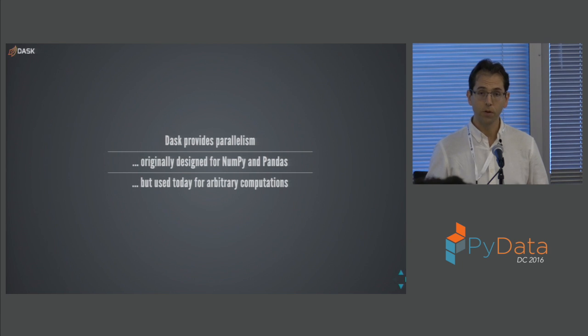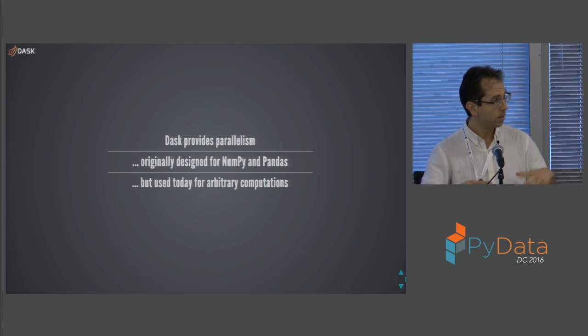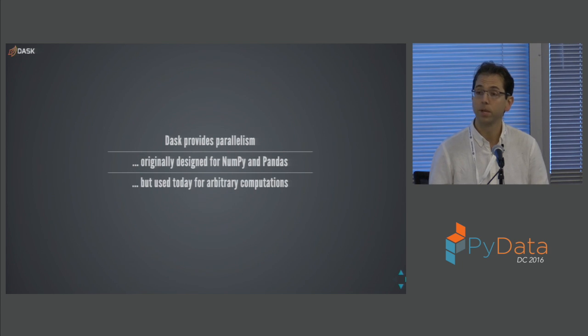So as an overview, Dask is a library for parallel computing. It was originally designed to parallelize libraries like NumPy and Pandas, two core libraries within our ecosystem. However, what we found is that the system that we built in order to parallelize these libraries was useful for other arbitrary computations as well, systems that weren't just big arrays or big data frames, and that has ended up being, surprisingly, as useful or maybe even more useful of an application.